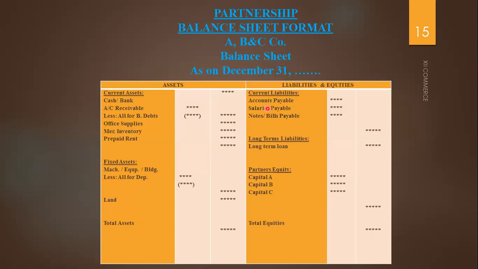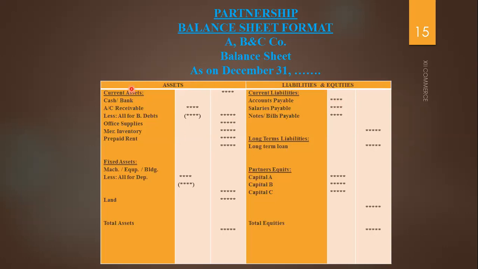Yes, a very simple format. First of all, you have to write the name of the firm, then balance sheet, as you are preparing the balance sheet. A, B company, the name of the firm over here, then balance sheet, which you're preparing. Then it is as on December 31st. Here you have to mention the year like 2019 or 20. Then we have two columns, assets on the debtor side, liabilities and equities on the creditor side.